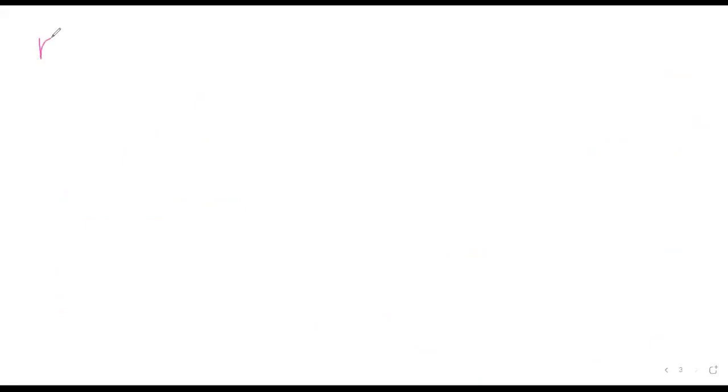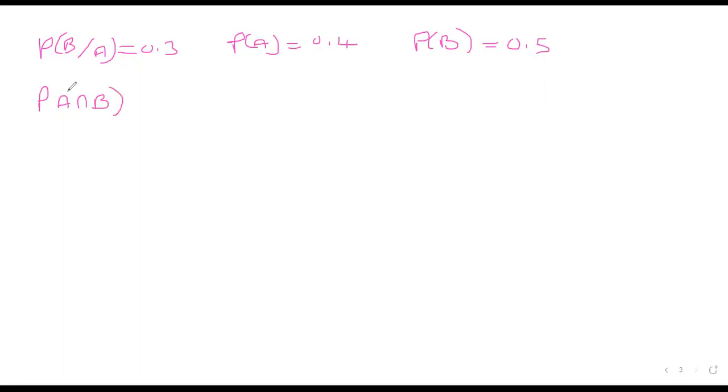Can you remember? Now I need you to participate. We're given the probability of B given A as 0.3, the probability of A as 0.4, and the probability of B as 0.5. Can anyone lead us into the probability of A intersection B? Our classes are interactive. For those of you who joined us today, usually they are very interactive.